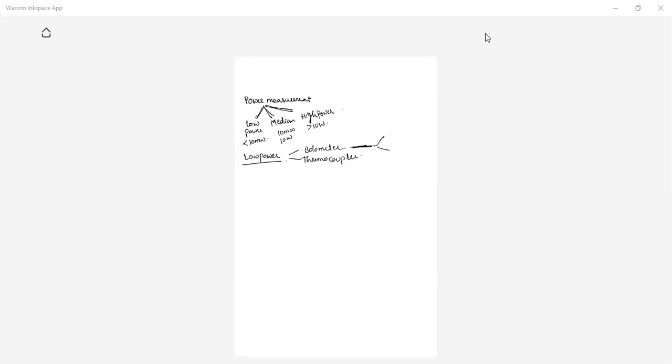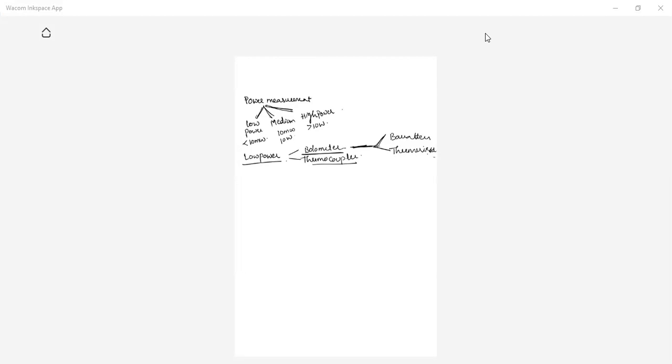What are the different types of bolometer? Barretters are there. Thermistors are there. The difference between barretters and thermistors is important. Normally, instead of thermocouplers, bolometers are used to measure the microwave power. That's why we are mostly concentrating on bolometers. Again, there are two types of bolometers: one is barretters and the other one is thermistors.